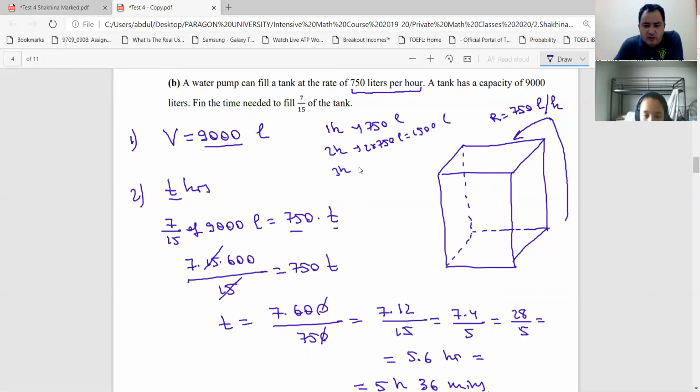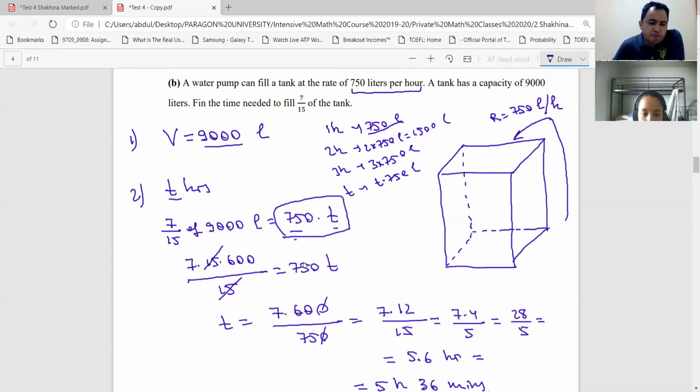How about after 3 hours? Because every hour, this much water is pouring, like a discharge from the pipe, right? 1 hour, this much. 2 hours, this much. How about 3 hours? 3 times 750 liters. And how about after T hours then? After T hours, we have T times 750 liters, right? And you just turn on this water pump. Okay, after T hours, we have this much water, right?